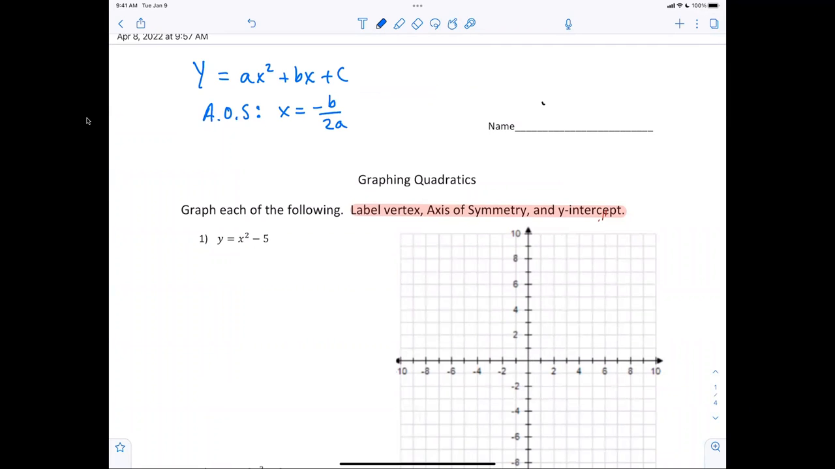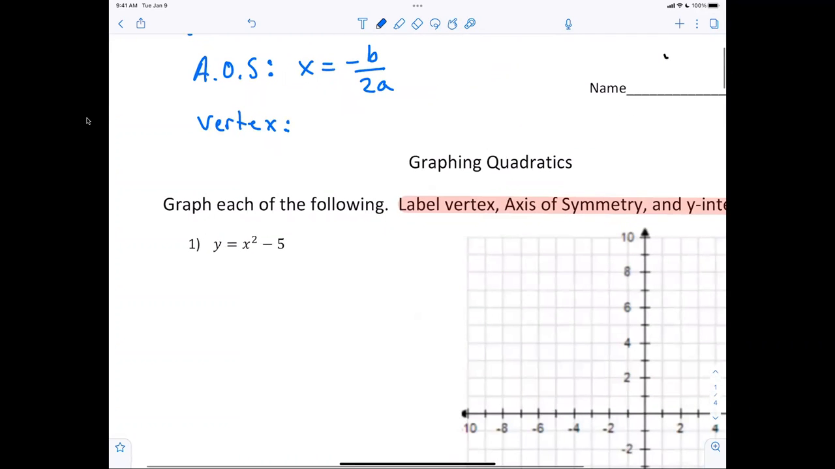To find the vertex, now I'm going to write it. It might look a little weird, but it should make sense to you. The vertex is always the x coordinate of the axis of symmetry, comma, then you just plug that point in. So we say it's f of negative b over 2a. You take your answer from the axis of symmetry, plug it into the equation, and that will tell you the vertex.